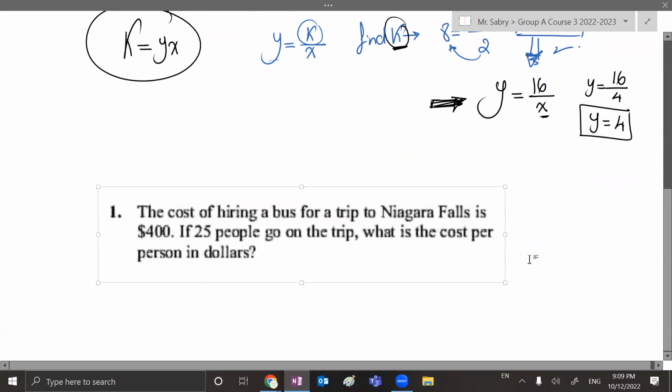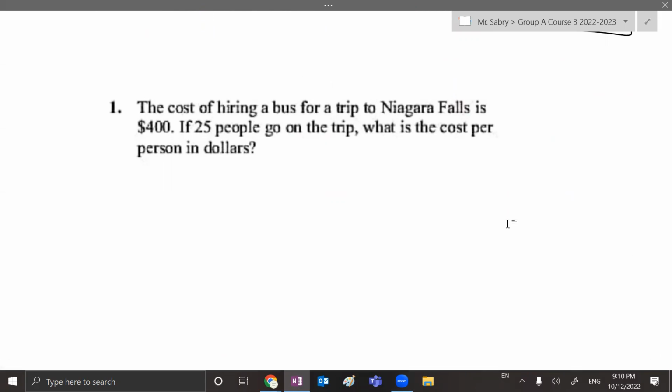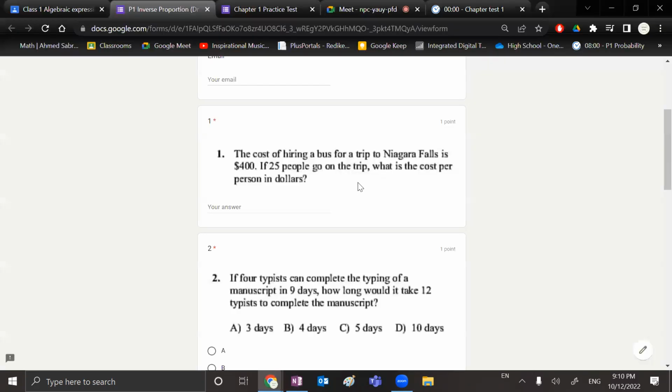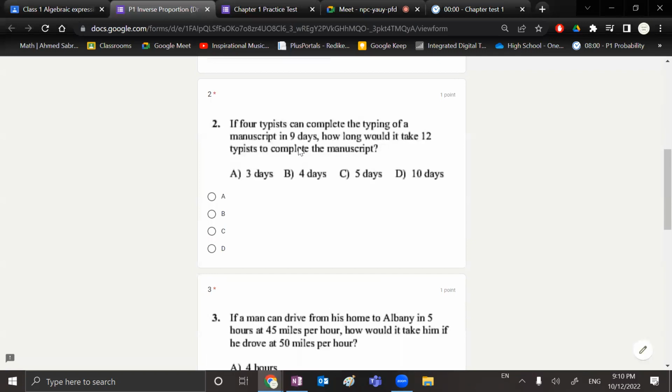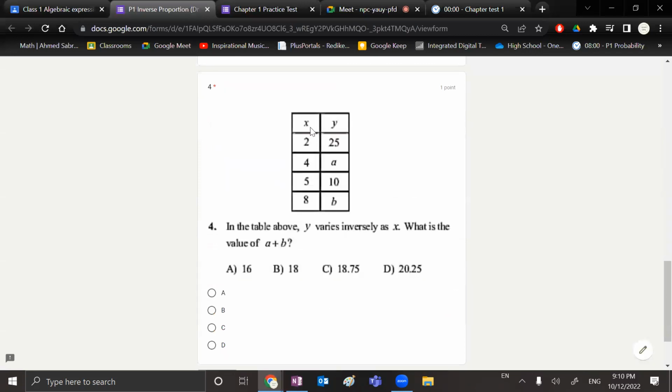It says the cost of hiring a bus for a trip to Niagara Falls is 400. That's the whole bus. If 25 people go on the trip, what is the cost per... No, not this one, the one that I wanted to use. Yeah, it's one of the easy ones. I want to use another one.